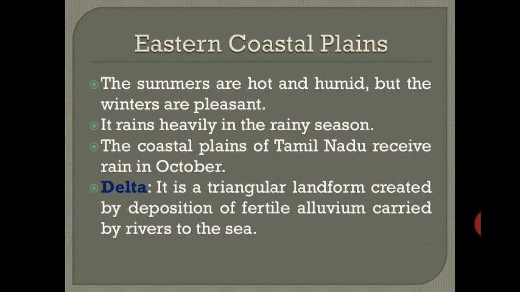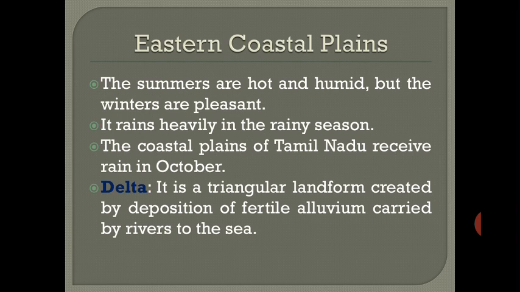And next is the eastern coastal plain. The summers are hot and humid, but the winters are pleasant. It rains heavily in the rainy season. Now, the coastal plains of Tamil Nadu receive rain in October. And next is delta.